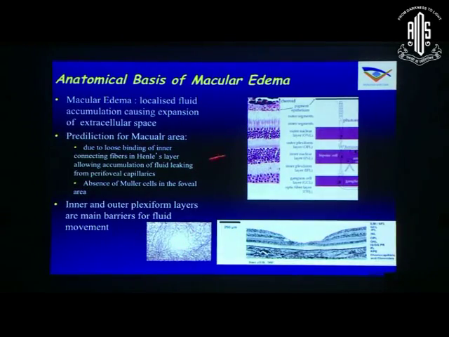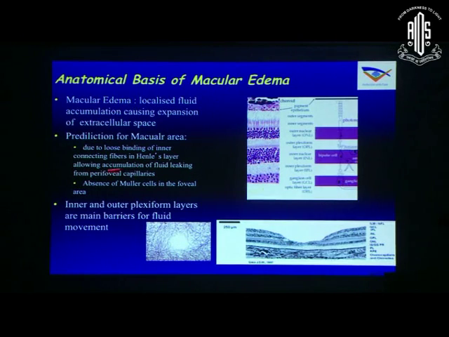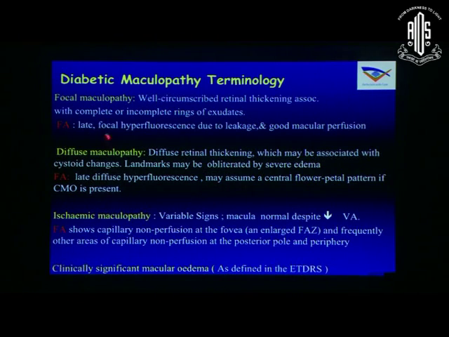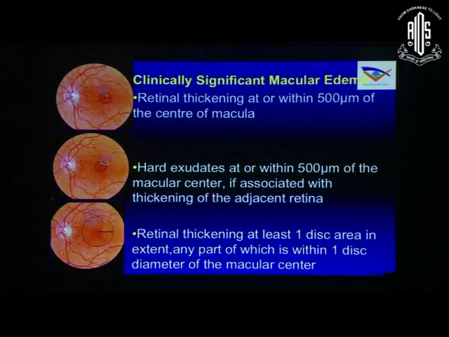So DME essentially occurs, there's a predilection to occur in the macular area due to loose binding of inner connecting fibers. It occurs between the inner plexiform and outer plexiform layer. And you must have heard of focal maculopathy, or diffuse maculopathy, and ischemic maculopathy, and clinically significant macular edema, which is defined in the ETDRS. And all of us, all the residents, before they go for exams, they must know the three criteria of how clinically significant macular edema is defined.